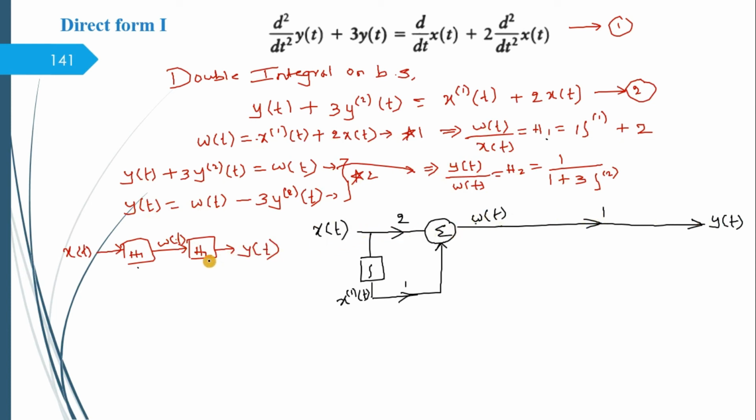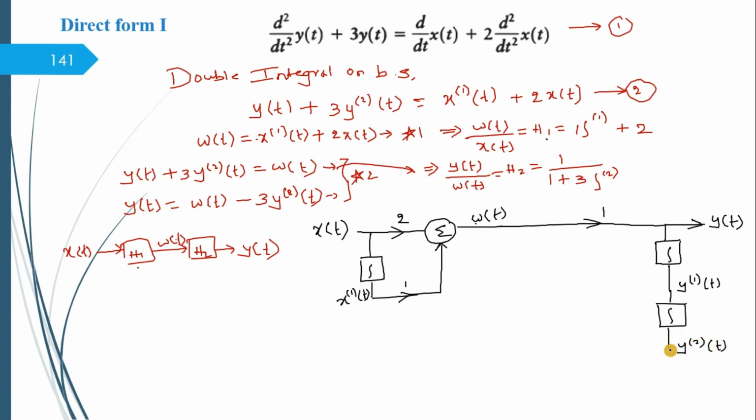Now this is minus 3 y2 of t, the double integration of y of t. I take double integration. First time integration will result in y1 of t. Second time integration will get me y2 of t.